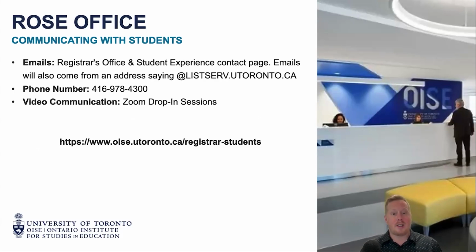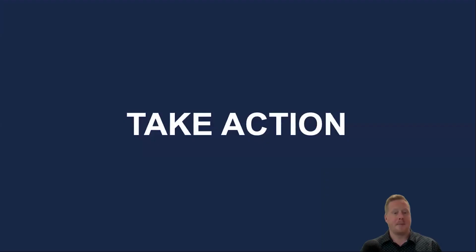If you have questions about an email you've received, if someone sends you a phishing email or an email you're unsure of, you can always contact the Rose Office directly. The Rose Office will always send emails directly from official University of Toronto email addresses. They also have a phone number that you can verify if someone is calling you for information. And they also offer a Zoom drop-in if you'd like to see someone face-to-face virtually. And as always, check out the Rose Office website.